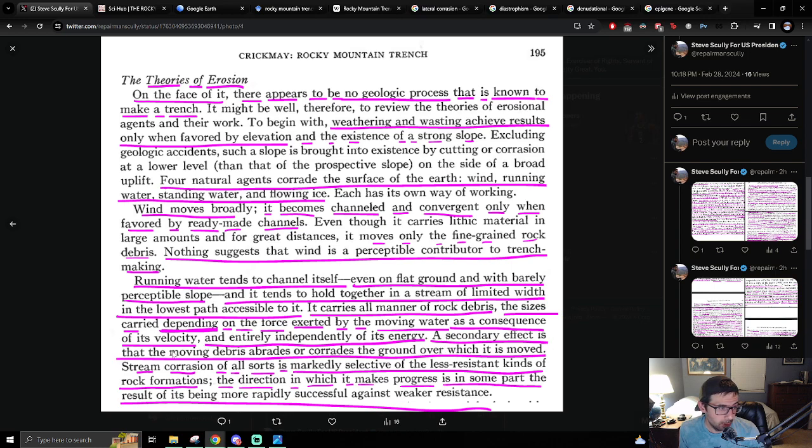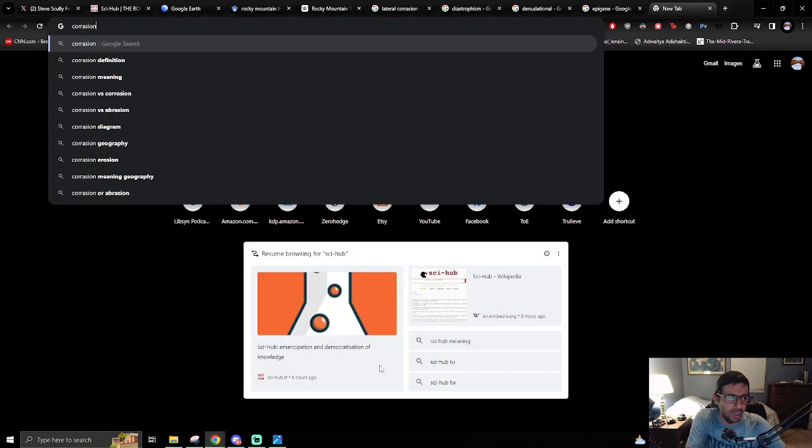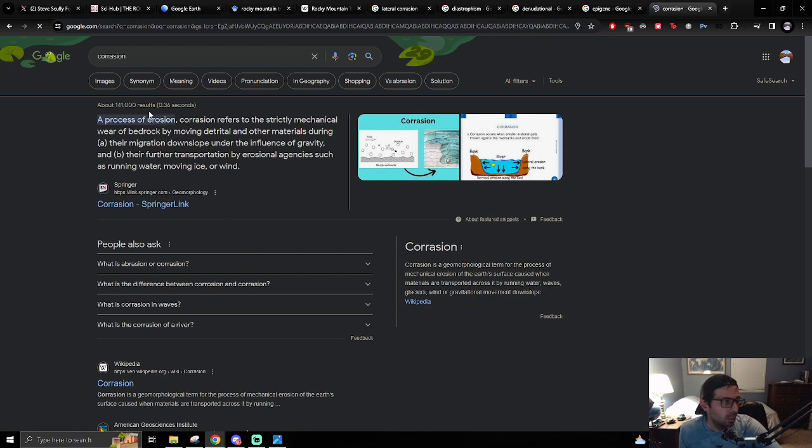A secondary effect is that the moving debris abrades or corrodes the ground over which it is moved, so that it helps in the process that we're seeing. Stream corrosion of all sorts is markedly... I wonder, is that an actual term? I gotta see. What's the difference? It must just be a geological term. It refers strictly to the mechanical wear of bedrock by moving detrital and other materials during their migration downslope under the influence of gravity.